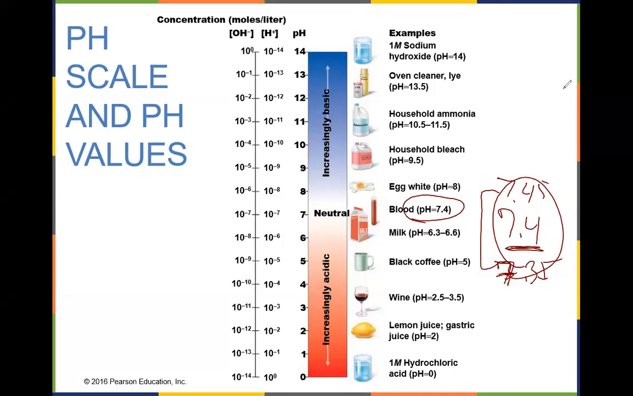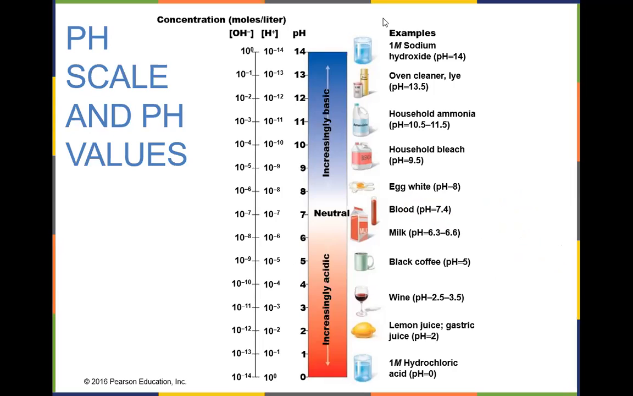If we look at some of these examples, we can see up here is pH of 14 for sodium hydroxide. Down here is hydrochloric acid with a pH of 0. Hydrochloric acid is a very powerful acid. It dissolves skin when it's not contained, like the hydrochloric acid in our stomach is contained within our stomach and neutralized by an alkaline layer of mucus, so it doesn't burn our stomach.